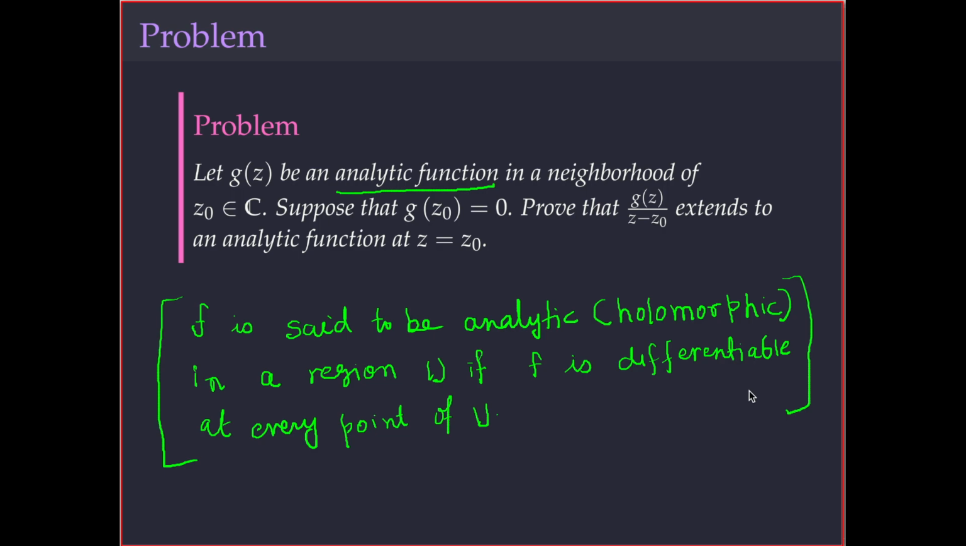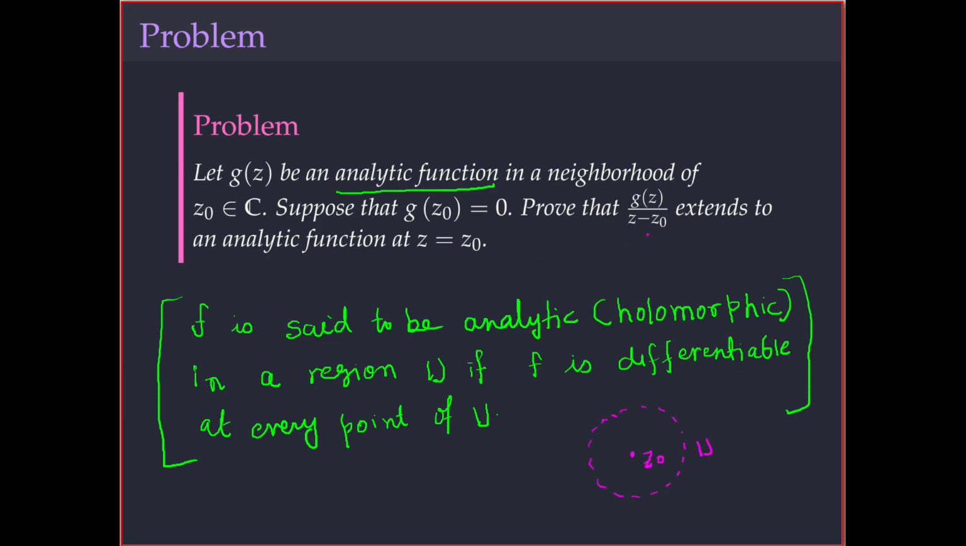Now what is analytic at a point? When I say that f is analytic at a point z equals z0, it means that there exists a neighborhood of z0 such that f is analytic in that neighborhood. So this is the definition of analytic function.